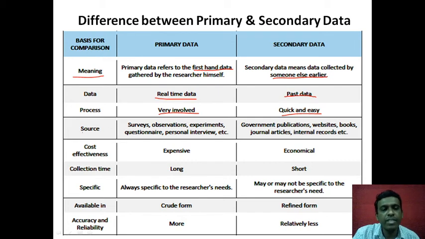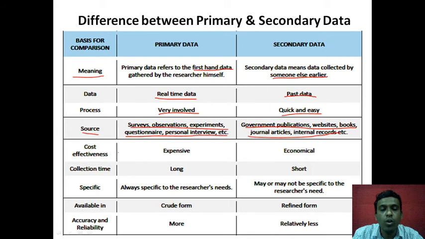Basis of comparison, source. What are the sources of primary data? We have already seen surveys, observation, experiments, questionnaires, personal interviews, etc. On the other hand, the sources of secondary data are government publications, sometimes foreign government publications, our own government publications, websites, books, journals, articles, trade journals sometimes, and internal records of the company. Internal records means balance sheets, customer records, purchase history of customers; all these things can be internal records of the company.